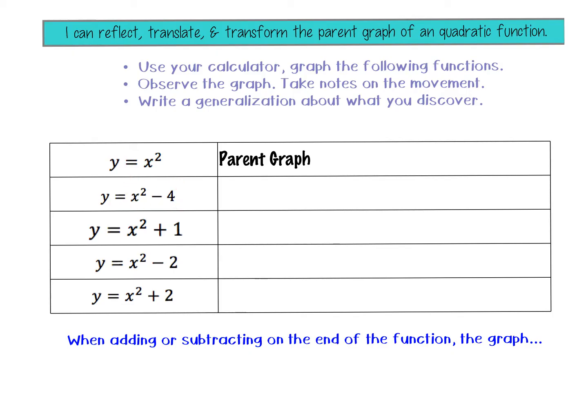So zoom 6 will put you in a standard screen if your calculator is still in the zoom 9 mode. And I just want you to describe what happens to the parent graph. So we know what the parent graph looks like on the calculator. So take your calculator and observe and just jot down any notes that you notice of the graph. How does it move? And then once you've done these 4, I want you to come up with a rule: when I'm adding or subtracting to the end of the function, what happens to the parent graph?